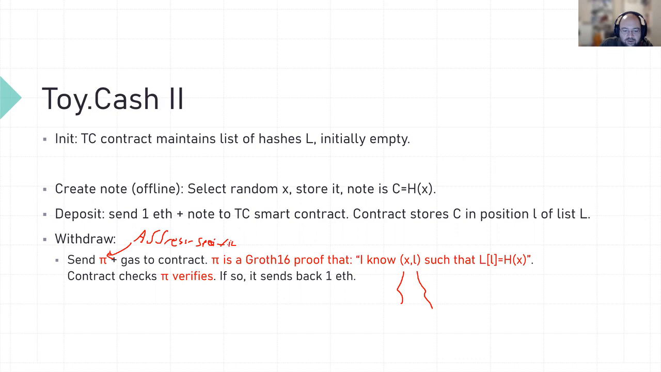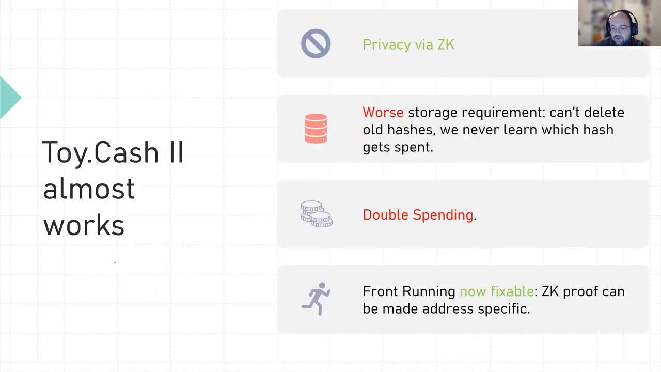And what this means is that if this proof is sent by our address, it's going to work. But if somebody copy pastes the proof, hoping to send the money to their address, it's not going to work. So that should fix front running for us, right?